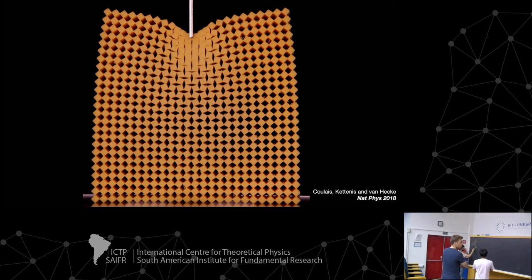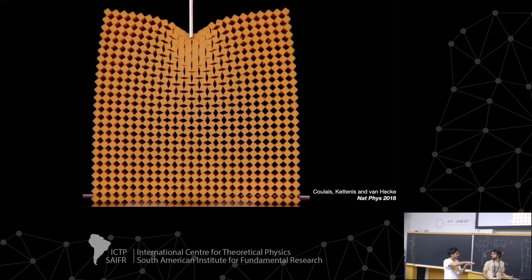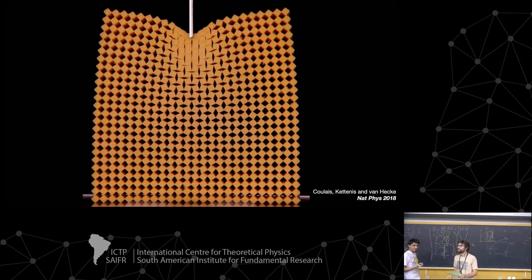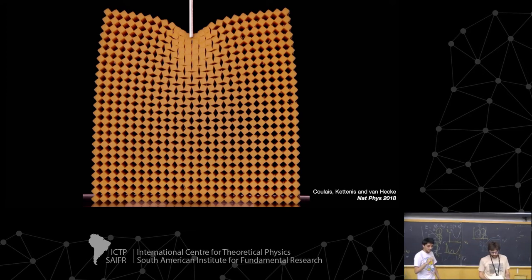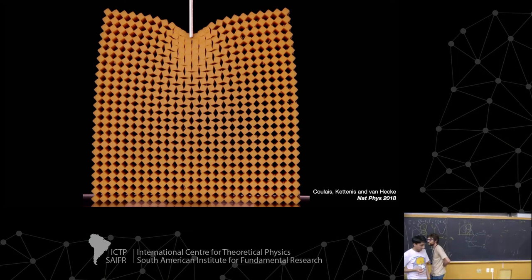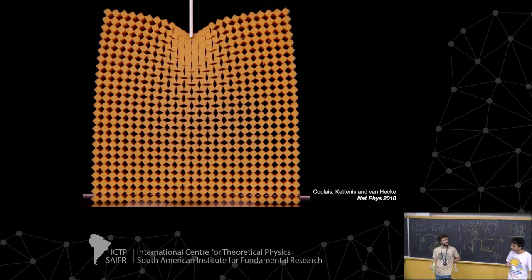Actually, Claudio has one of these elastomers with circles. I don't know if he made this material when you went to Santiago or later? Maybe. Okay. Yeah, I think they had started before, it seems to me. All right.